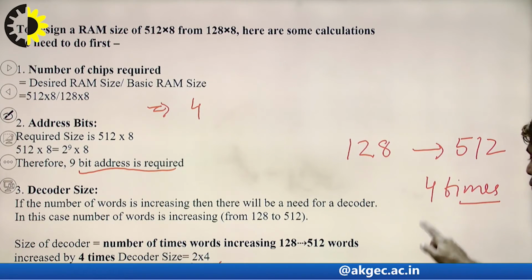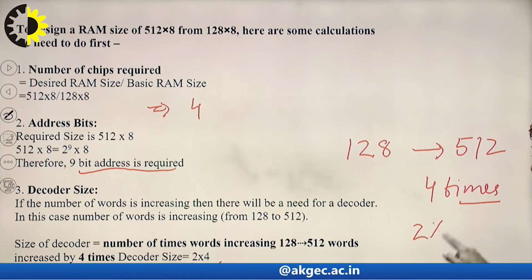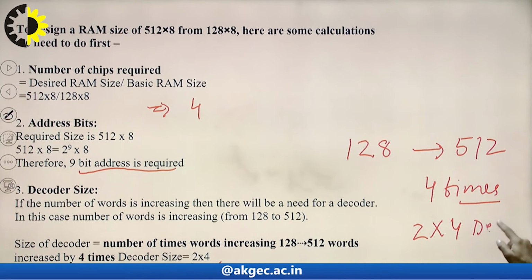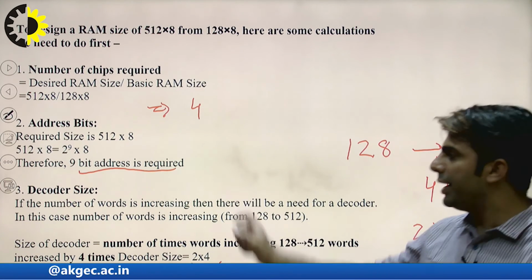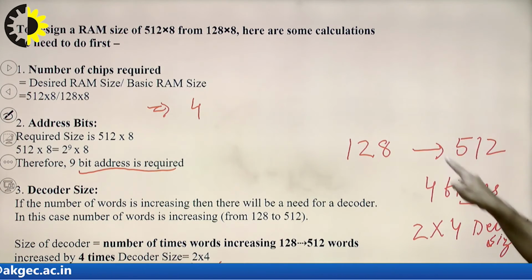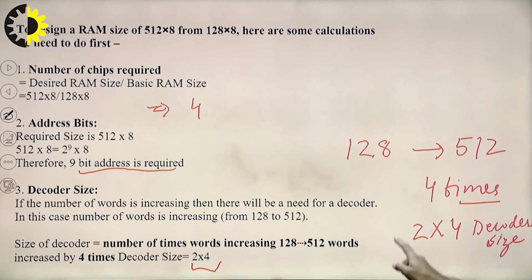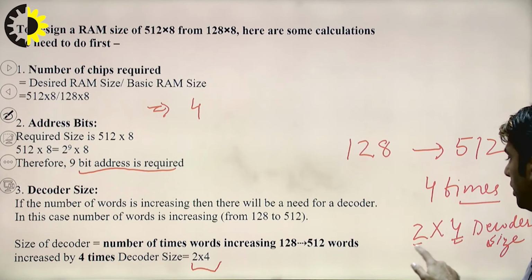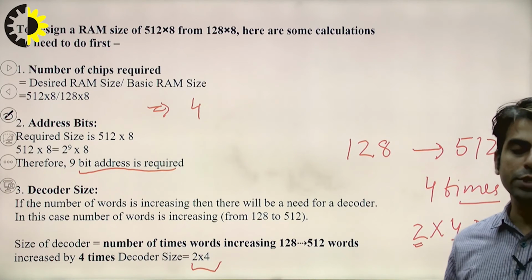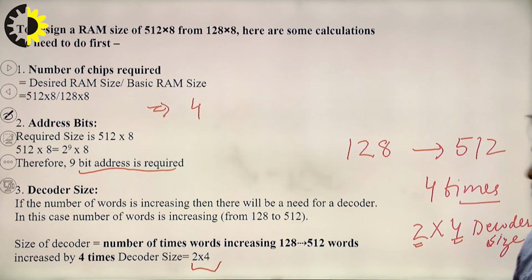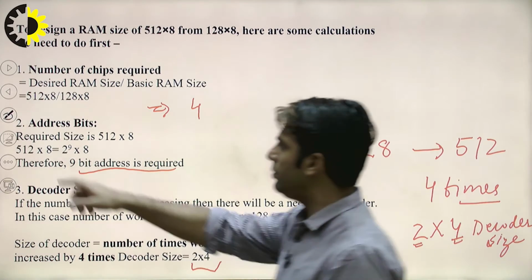Okay, so it is 2 power 2, it will make a 2 into 4 decoder size, right? So that is how we find out decoder size, because it is 4 times this, and when it is 4 times, you have this 4 here and you can use 2 select lines for that. That means you will be using a 2 into 4 decoder, right?